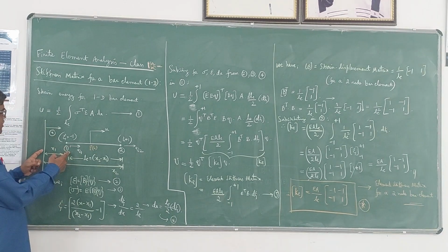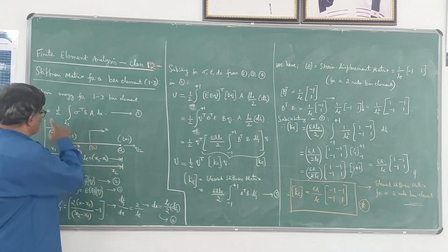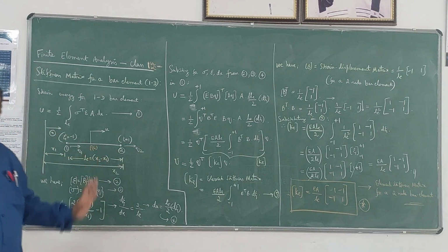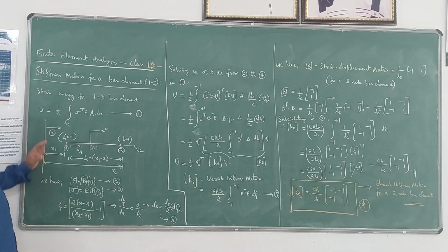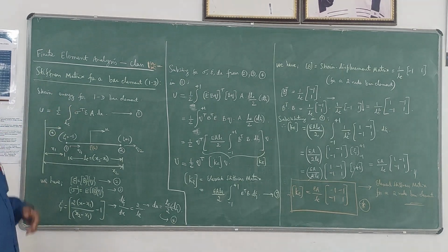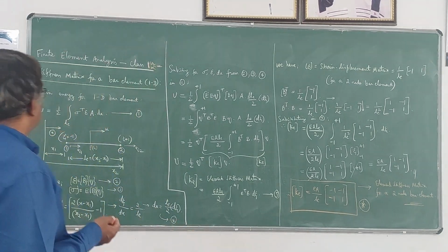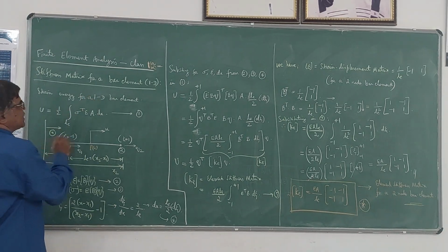x1 is the distance from the reference axis to node 1, x2 is the distance from the reference axis to node 2. So you know that x2 minus x1 will be the length of the element, Le. Now this stiffness matrix is derived from the concept of strain energy. So strain energy for a one-dimensional bar element is given by this.